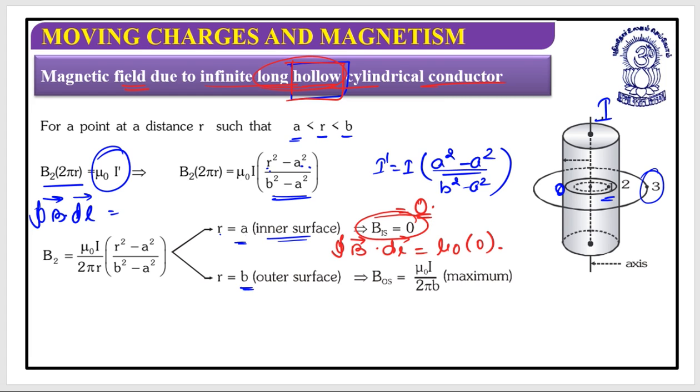When we are talking about the outer surface, that means point 2, B on the outer surface would be mu naught I by 2 pi b. That is the maximum. It is the same as we derived for the solid cylindrical conductor as well. I hope this is clear. Is it clear? Great.